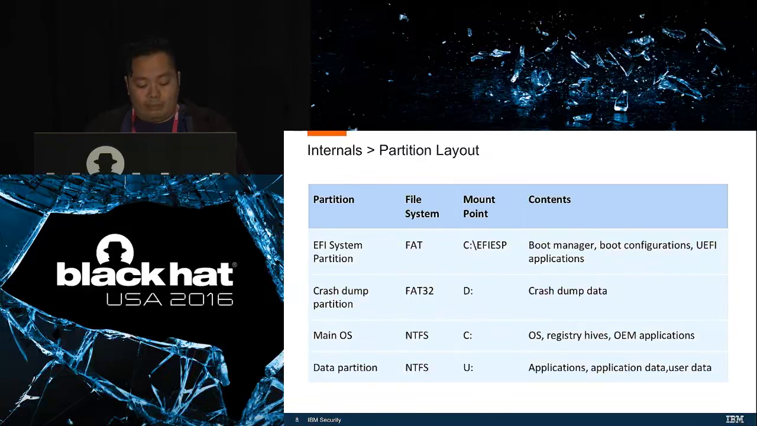The data partition, on the other hand, is mounted into the U drive, but it is also linked to a folder in the C drive named data, and it contains the installed applications, the user data, and the application data.